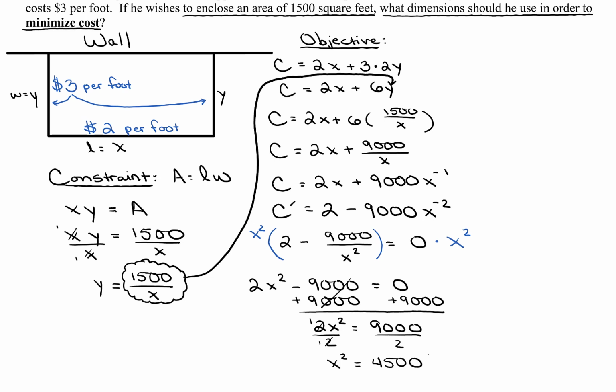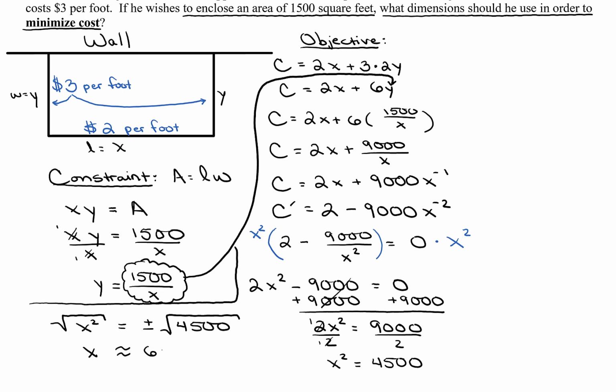Now I'm going to square root both sides of this equation. Let me rewrite this equation with the square root. On the lower left-hand side of the screen, I'm going to write the square root of x squared equals plus or minus the square root of 4,500. So x is going to be approximately equal to 67.082 if we round to 3 decimal places. I'm only going to put the positive answer.